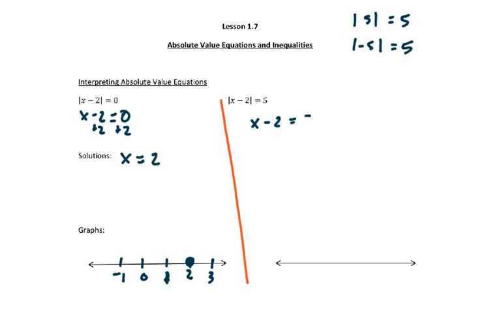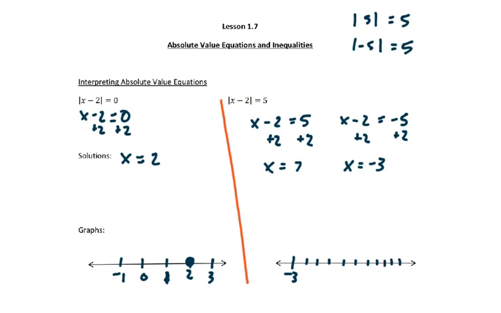x minus 2 equals 5. x minus 2 equals -5. I'm going to add 2. So x equals 7. Add 2. x equals -3. Because the absolute value would do the same thing to two different numbers, I actually have two different answers. x equals 7 and x equals -3. On a number line, -3, -2, -1, 0, 1, 2, 3, 4, 5, 6, 7. That means I've got a solid dot here and a solid dot here, and those are my two different answers.